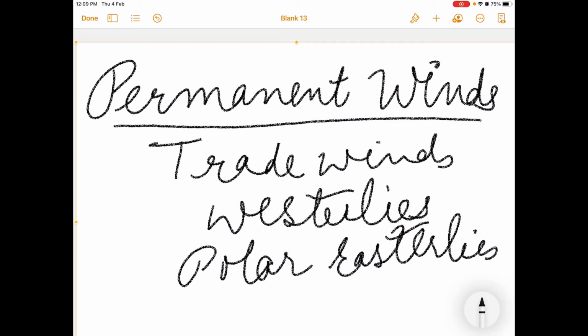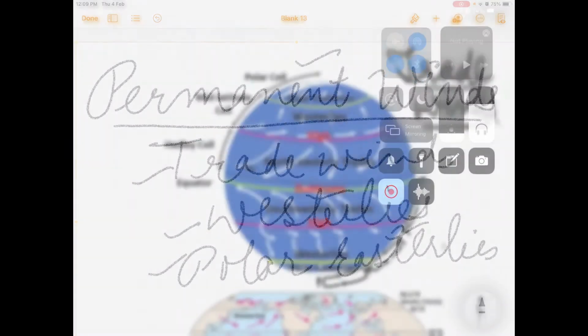So what are permanent winds? Winds which blow throughout the year from one latitude to another latitude because of the change in air pressure are known as permanent winds. Permanent winds, prevailing winds and planetary winds are the same, and they are divided into three categories: the trade winds, westerlies, and the polar easterlies. We will study all these in detail and see why they are important for us.